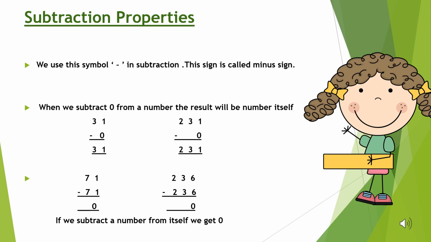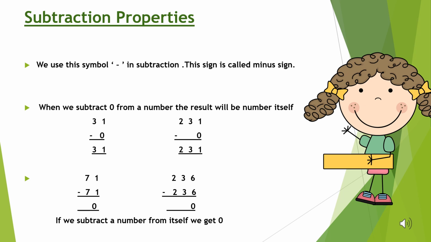Children, please remember when we subtract 0 from a number, the difference will be the number itself. In other words, subtracting 0 from a number means no subtraction. For example, if we subtract 0 from 231, the answer will be 231.